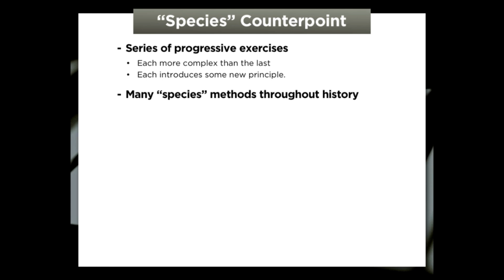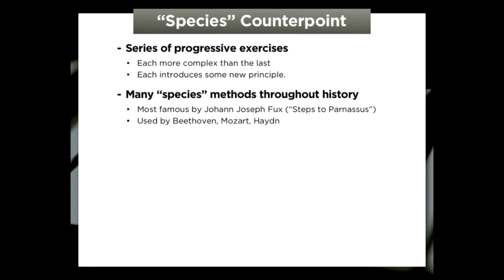And there have been lots of species methods throughout history, the most famous by a long shot being that developed by Johann Joseph Fux, his Steps to Parnassus, was a very famous book published in the early 1700s, and a number of classical noteworthies studied from this book, including Beethoven, Mozart, and Haydn. All three of the giants of that era used Fux's counterpoint method. We will not be using that method.